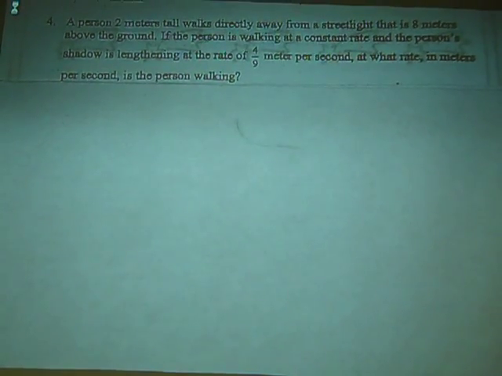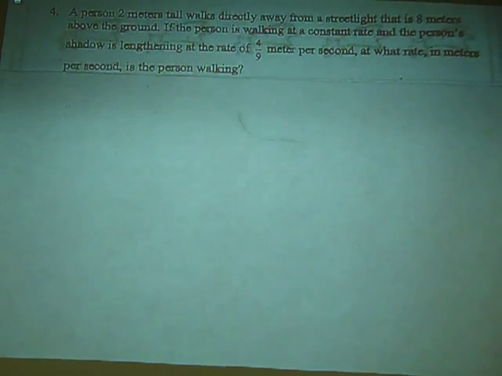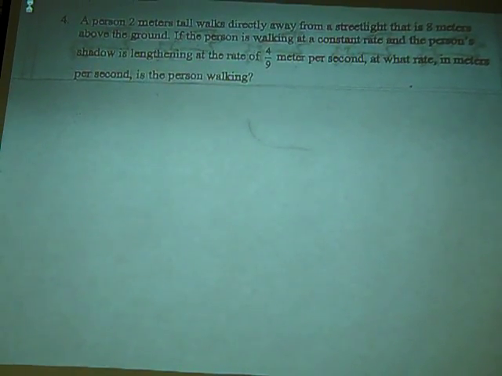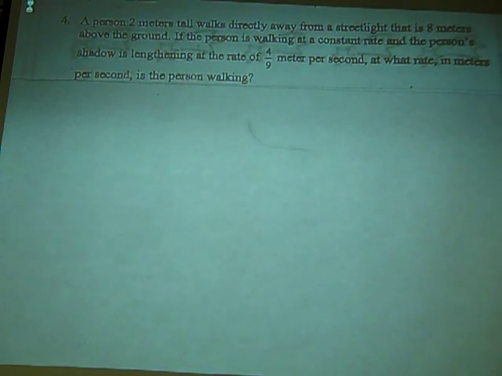A person 2 meters tall walks directly away from a street light that is 8 meters above the ground. If the person is walking at a constant rate and the person's shadow is lengthening at the rate of 4/9 meters per second, at what rate in meters per second is the person walking?